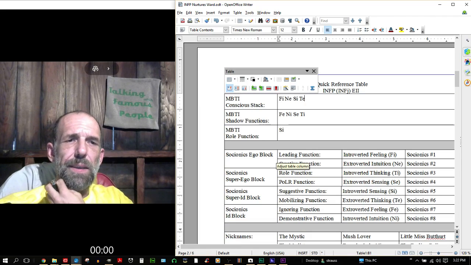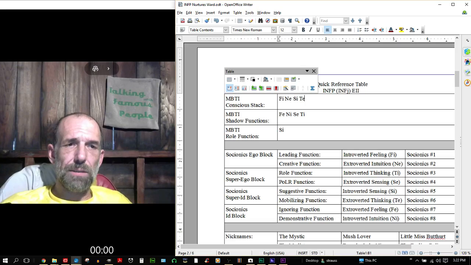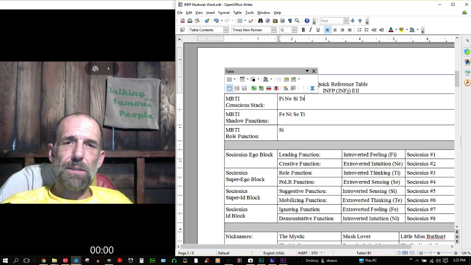Let's look now at the blocks in socionics. Remember, socionics understands personality as being divided into 4 blocks: the ego block, superego block, super id block, and id block. The ego block are your dominant and second functions. This is going to be the same in socionics or MBTI. The leading function for the INFP is Fi. That's socionics slot number 1, MBTI 1. Creative function, extroverted intuition, Ne, socionics 2. That's MBTI 2 as well.